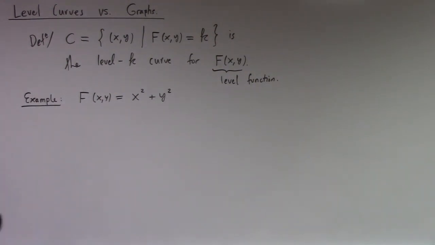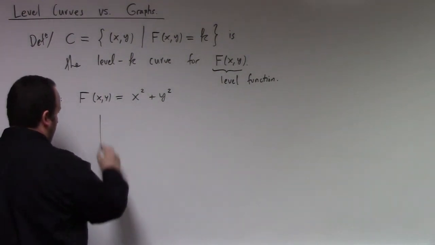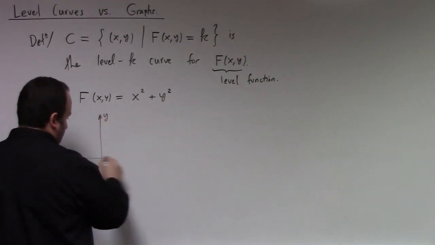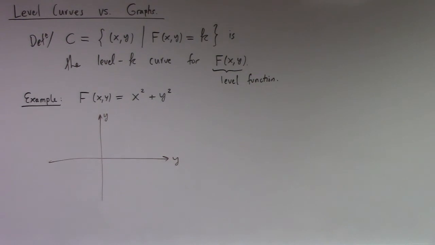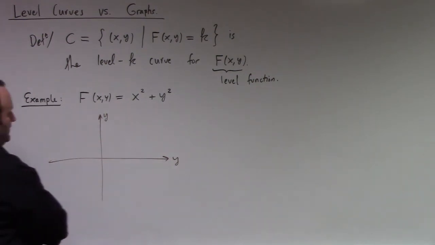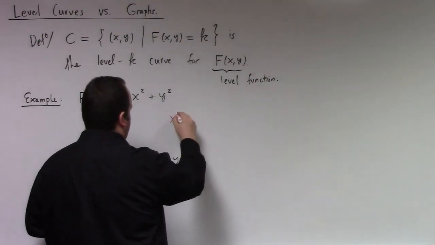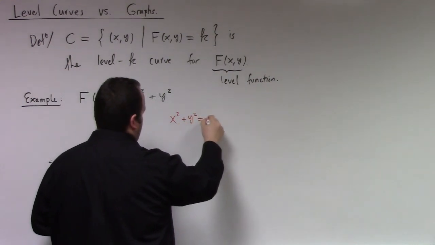So let's see here. Let me make myself a coordinate axis here. So here's my xy plane, right? And so I want to plot some choices, right? So we're looking at x squared plus y squared equals k, right?